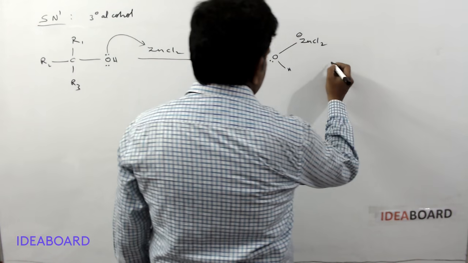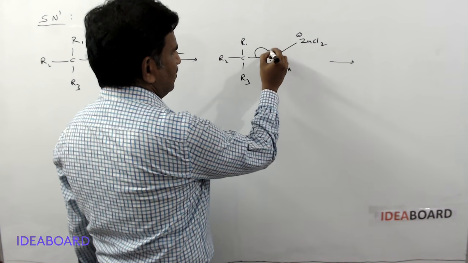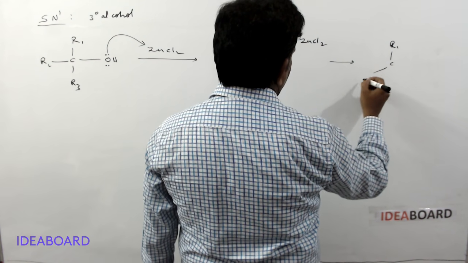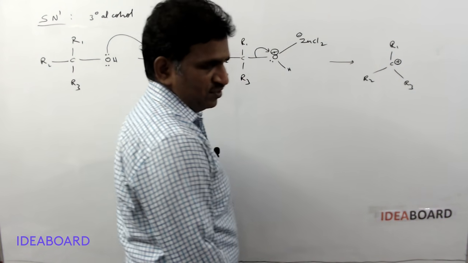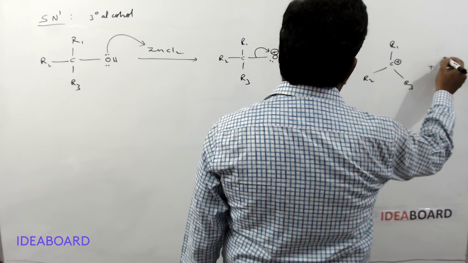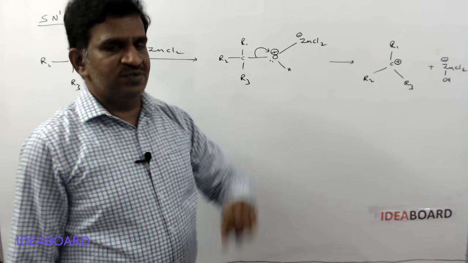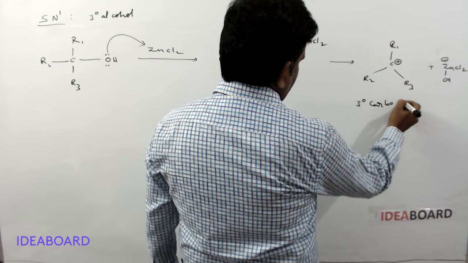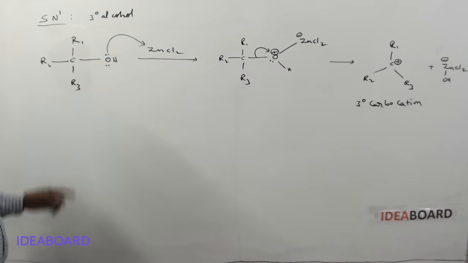In the next step, the pair of electrons shifts onto the oxygen. So the carbon, bearing R1, R2 and R3, gets a positive charge. The remaining compound is ZnCl2 minus with the OH group present. This is called a tertiary carbocation. That tertiary carbocation is formed first in the SN1 reaction.